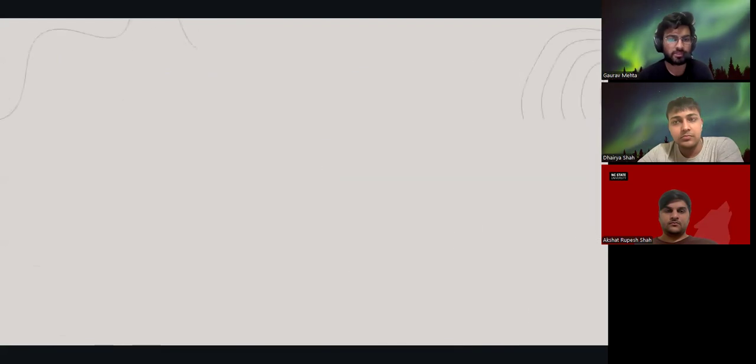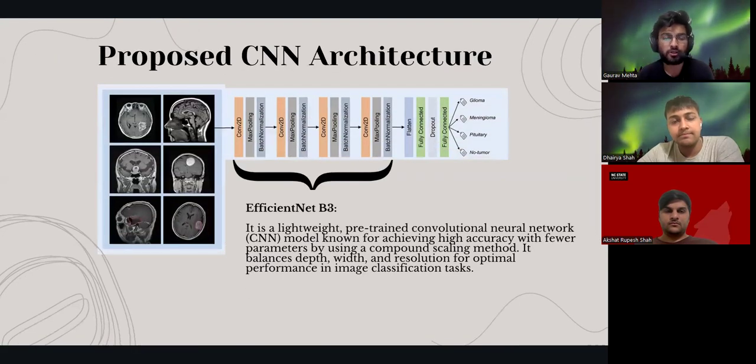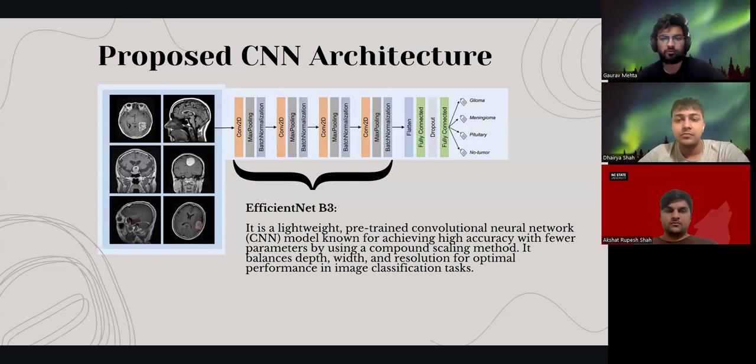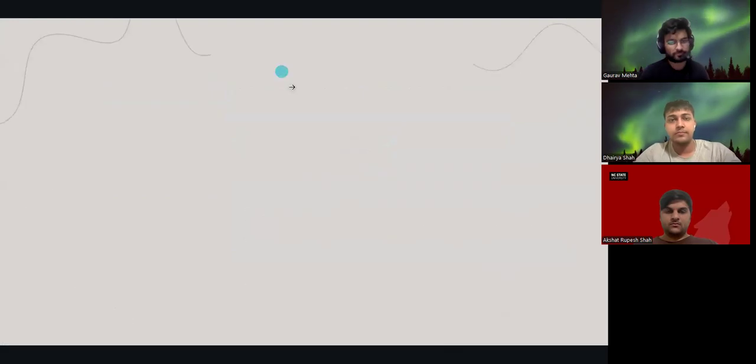Next slide. For the proposed model, we have used an EfficientNet model, which is a lightweight pre-trained convolutional neural network, known for achieving higher accuracy. In this architecture, we are using four convolutional layers, followed by a flattened layer, dropout, and a dense layer. Over to you.